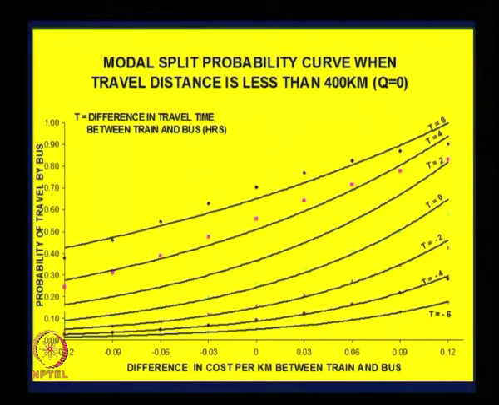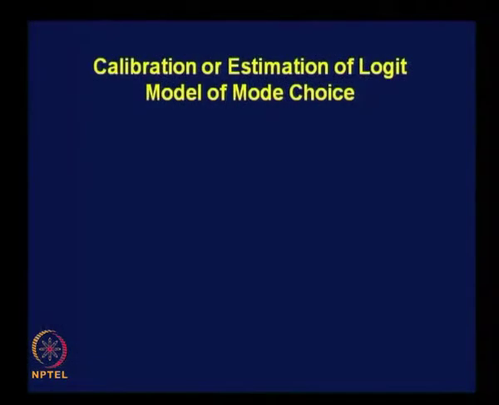Now, with this understanding, let us try to understand in general what we mean by calibration of logit model of mode choice for any situation. Could be a binary choice or a multiple case with more than 2 choices involved. In general, we can explain calibration of logit model is nothing but estimation of logit model of mode choice, estimating the coefficients. That is what we do through calibration.